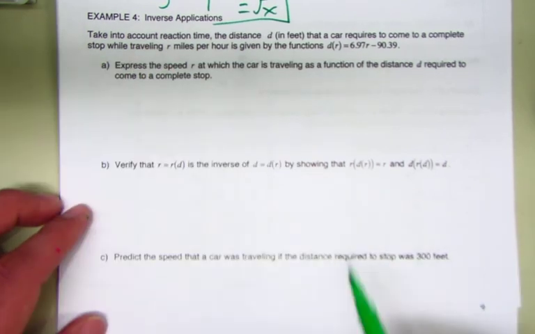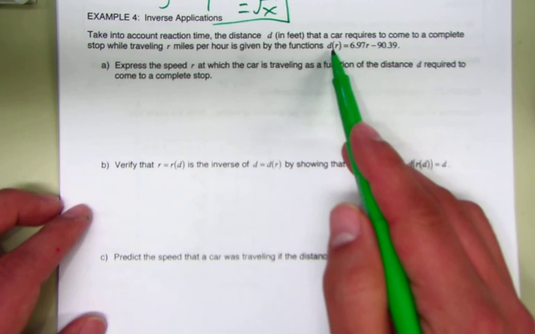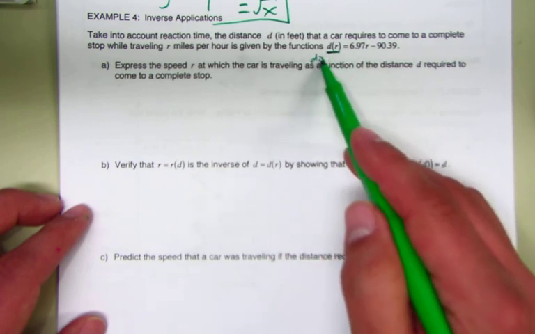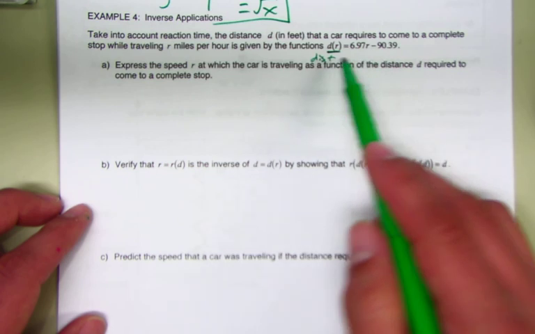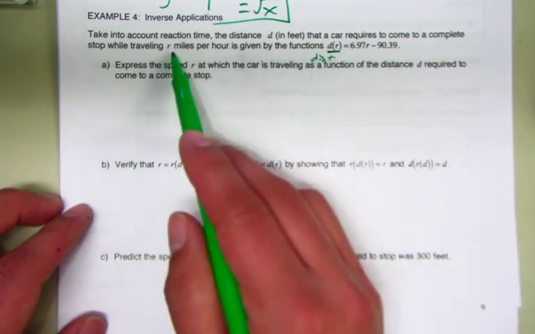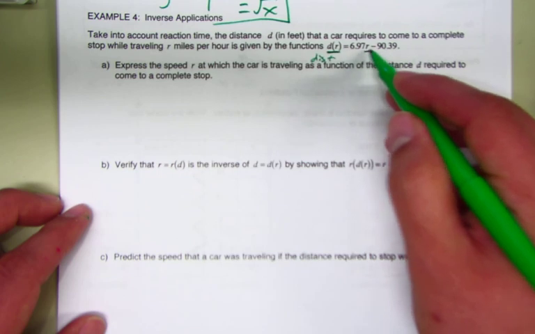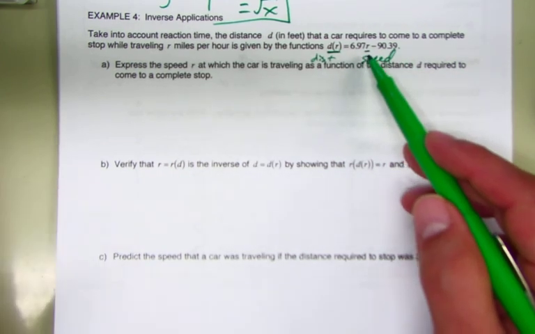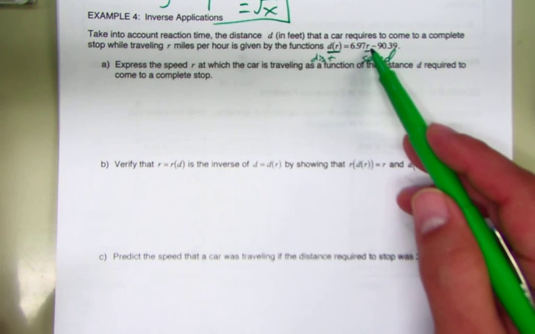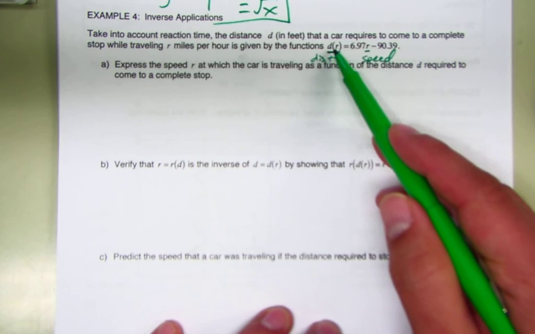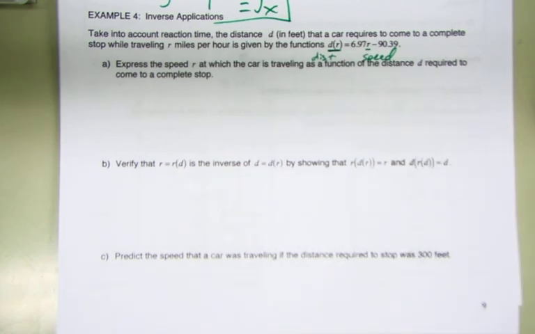If we read it real quick, we have a formula that tells us the distance. This is distance right here. D is distance in feet required to stop a vehicle, a car, traveling at a speed of r. So r is our speed. If I wanted to know how long it would take my car to stop if I was traveling 45 miles per hour, I would just plug in 45 into r and then calculate that distance. Okay, so let's see what they want us to do.